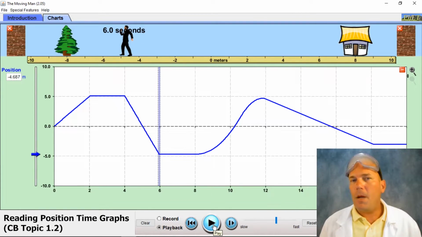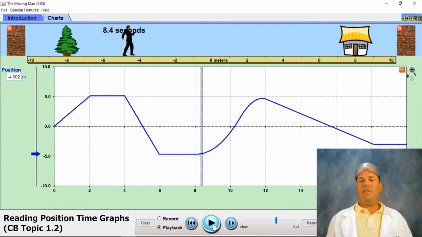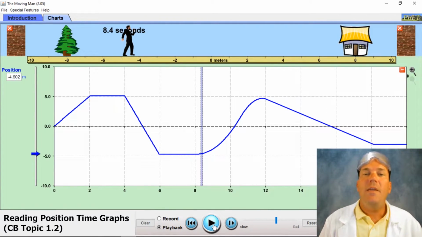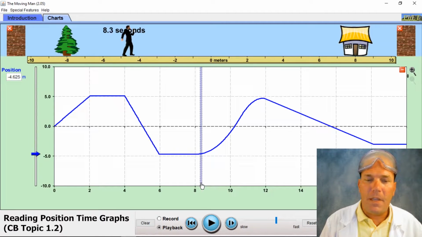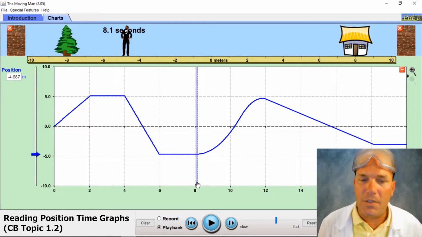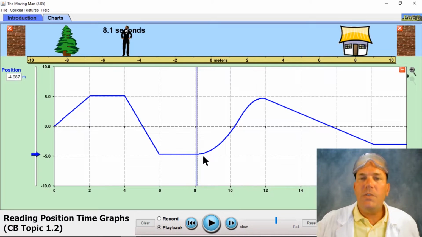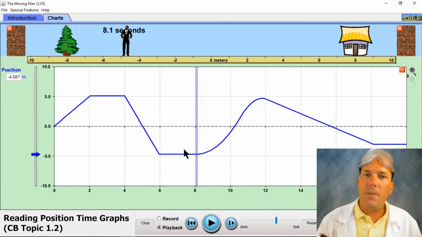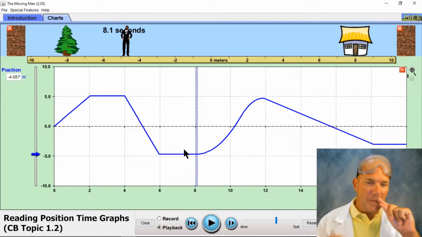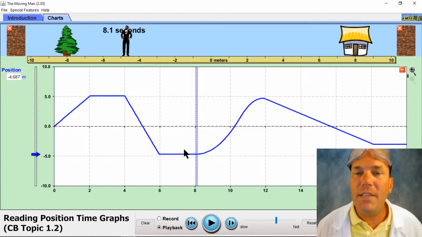Now, you can probably predict what this man is going to do between 6 and 8 seconds, and he didn't move. So between that time, this man was not moving, and I can back us up a little bit so we can see the moving man staring out at you. Okay? He was stationary for those 2 seconds, and again, we note slope equals 0 between approximately 6 and 8 seconds.